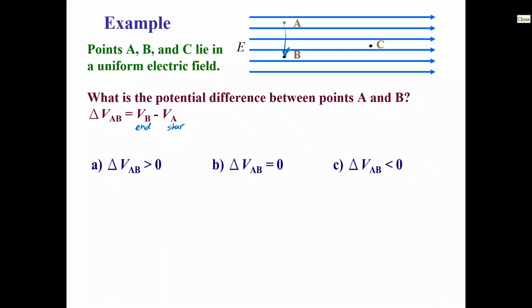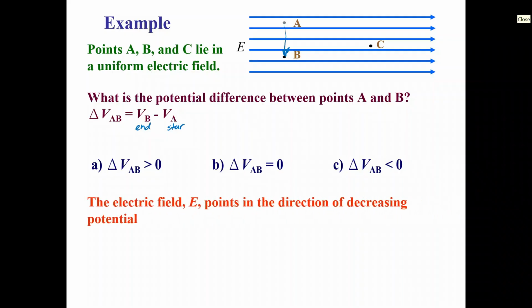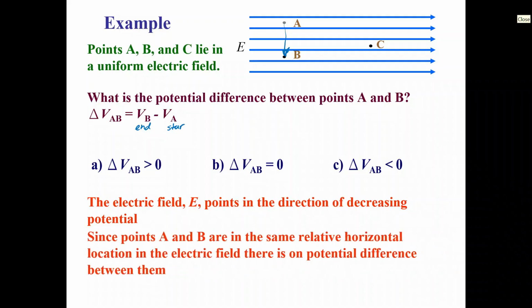So if we take a look at this example, we have not moved parallel to the electric field at all. We have moved perpendicular to the electric field. So our electric field points in the direction of decreasing potential, but since A and B are in the same relative horizontal position, we have not moved parallel to the field, so there's no potential difference. So the correct answer is delta V AB equals 0. So if you move perpendicular to the field, there will never be any change in potential.